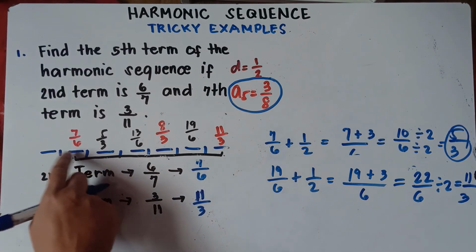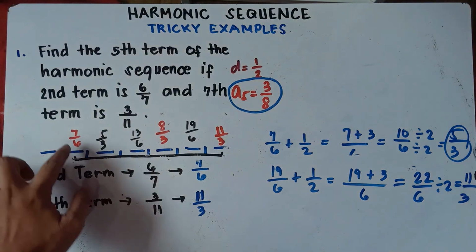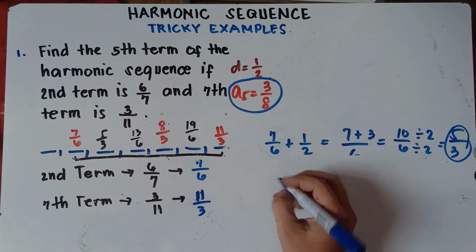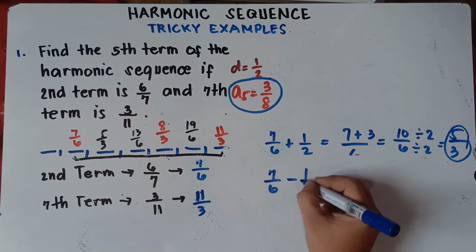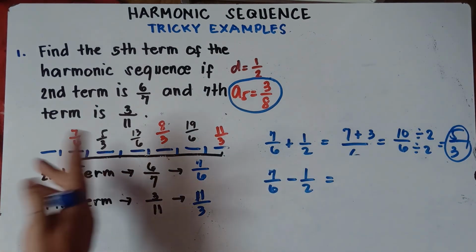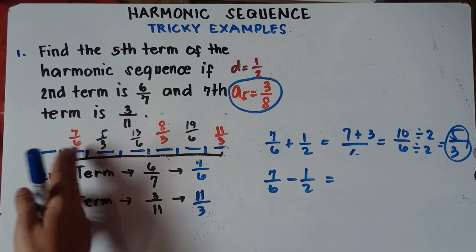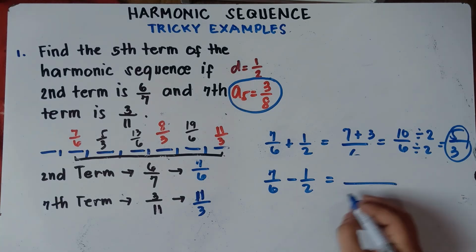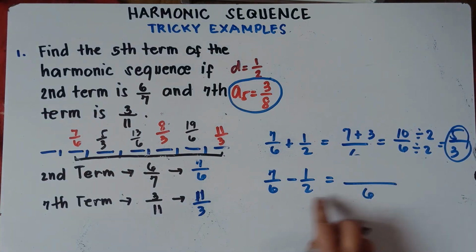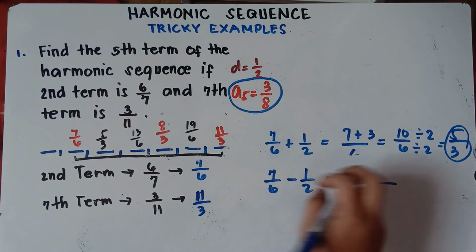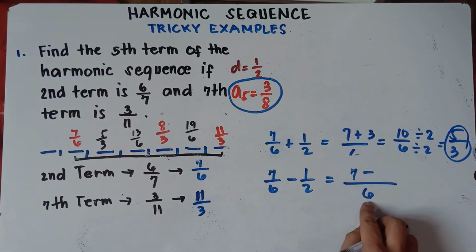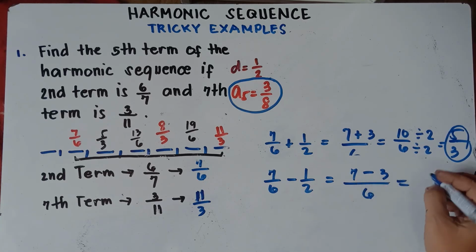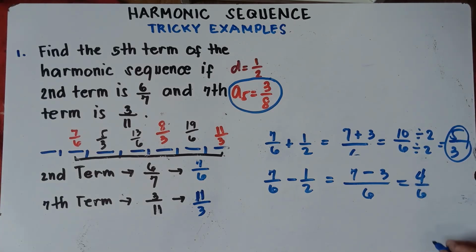Now for this one, to get the first term, simply subtract 7 over 6 minus 1 half. Do it in reverse, class. Since we're looking at the left side, you do it in reverse. You subtract the common difference from 7 over 6. So the LCD is 6. 6 divided by 6 is 1 times 7 is 7. Minus 6 divided by 2 is 3 times 1 is 3. So 7 minus 3, that's 4 over 6.